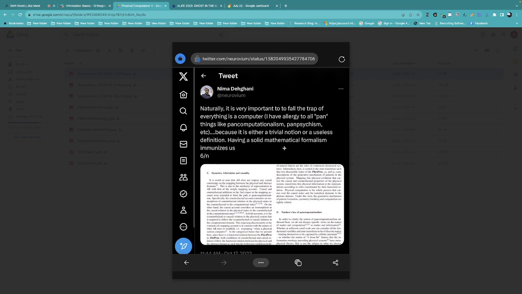Because it is either a trivial notion or a useless definition. Having a solid mathematical formalism immunizes us from pan-computationalism. So if we have a mathematical structure, especially something grounded in a rigorous method, we can make the determination whether something is computational or not. Some things aren't computational. Some things are. We would like to know what those things are.